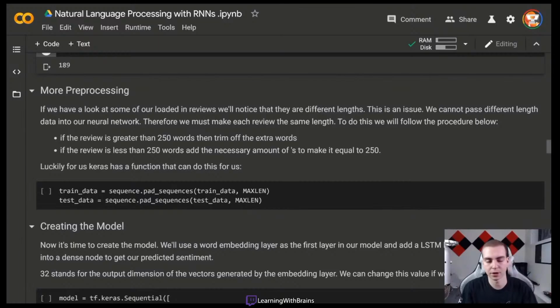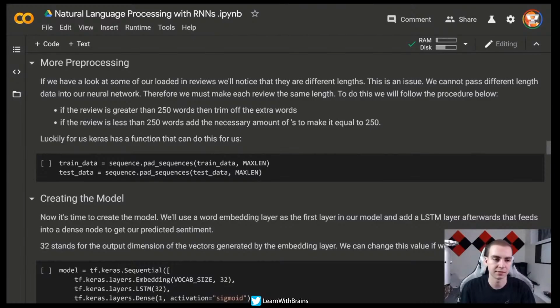Okay, so more pre-processing. This is what I was talking about. If you have a look at our loaded in reviews, we'll notice they are of different lengths. This is an issue. We cannot pass different length data into our neural network. Therefore, we must make each review the same length.